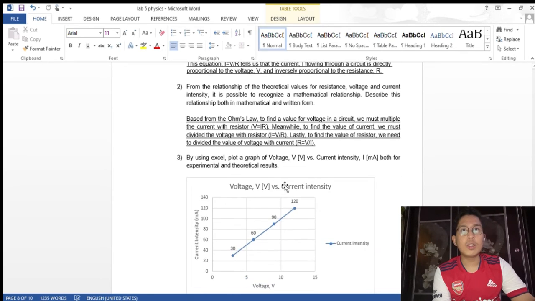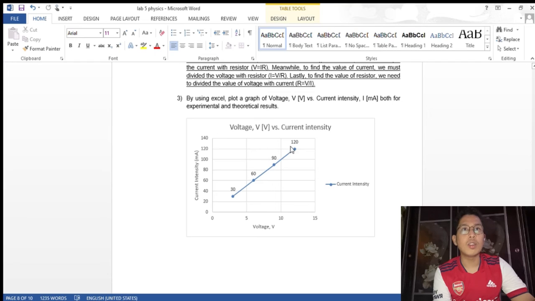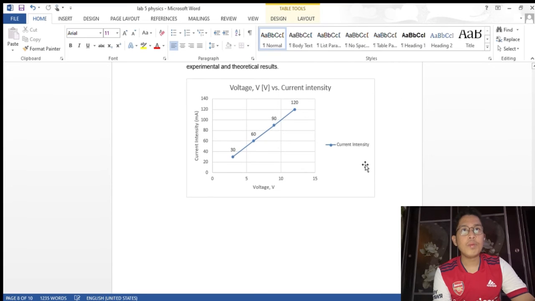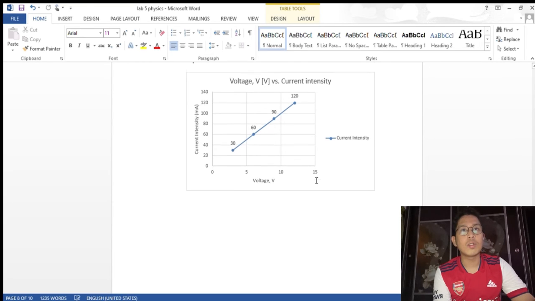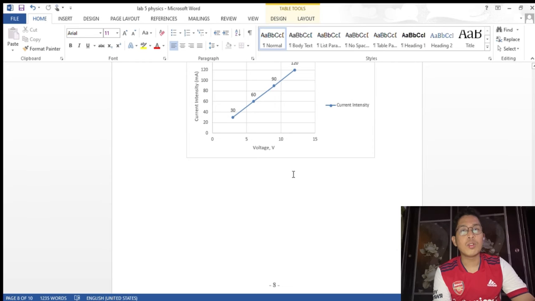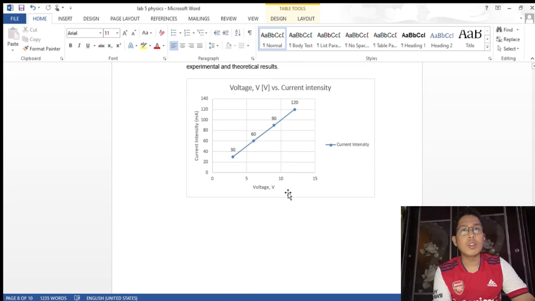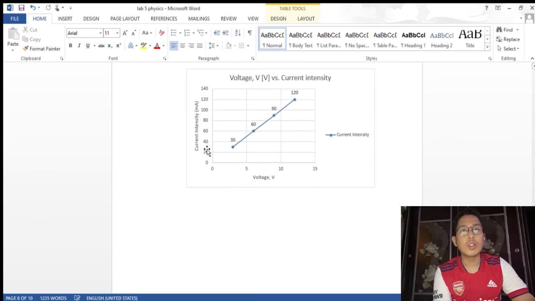And for question number 3, we plot a graph by using Excel of voltage versus current electricity for both experimental and theoretical results. So for the first one, the graph of voltage and current electricity, we get a directly proportional graph. Sorry, I misspoke. As the voltage increases, the current electricity also increases.